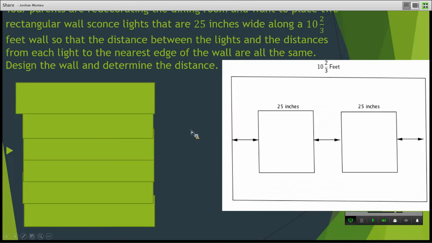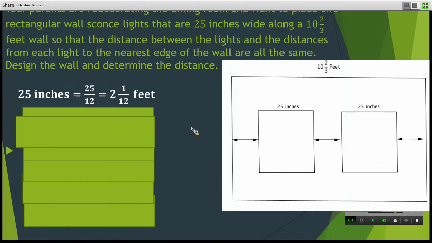The first way is getting our answer in feet, and then the second answer will be in inches. So first, the 25 inches, we're going to convert those to feet. So 25 inches, that's 2 1/12 feet. Another way that we could do that is doing it into an improper fraction first, dividing 25 by 12, and we get 2 1/12 feet. Why do we divide by 12? Because there's 12 inches in a foot.